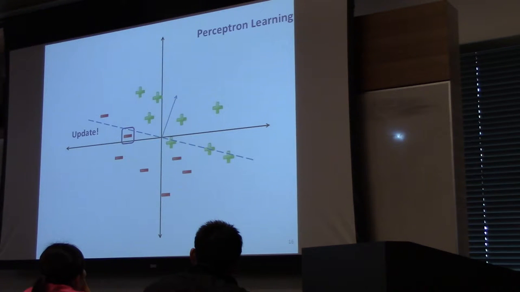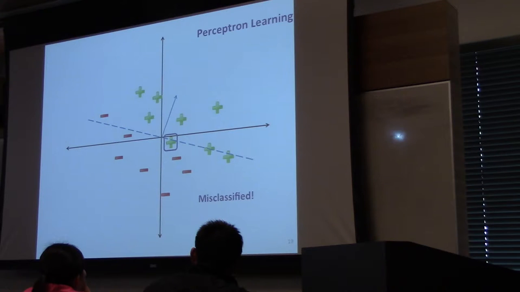And now we have a new hyperplane, and this is our updated model. Everything over here is classified as positive. Everything over here is classified as negative by our current model. Pick another arbitrary point. It's classified correctly. It's a negative example, on the negative side of the current model. So we don't make any updates.